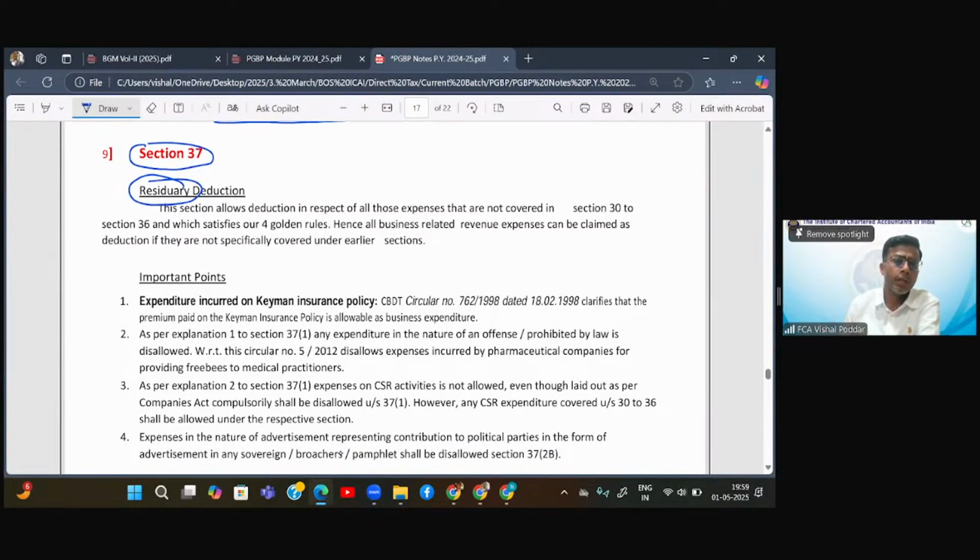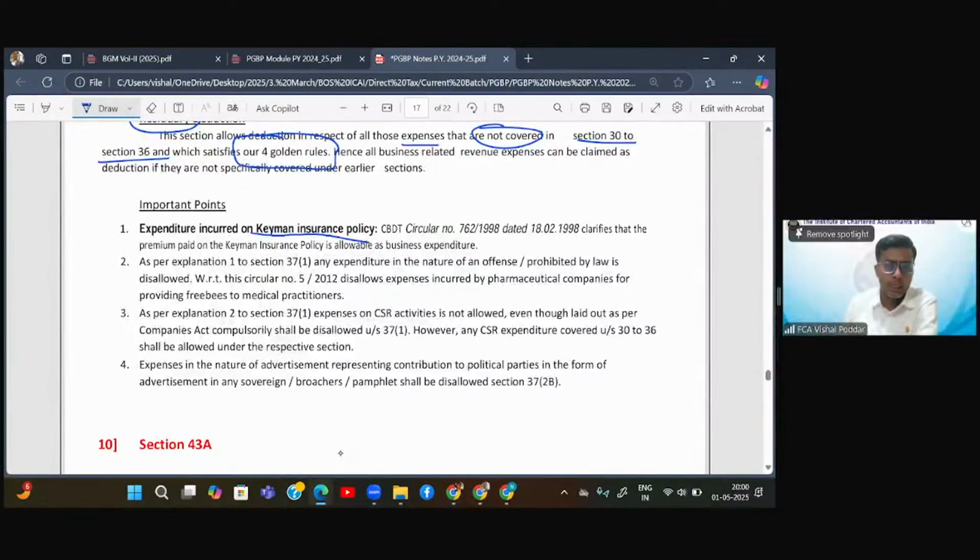Now in this section, they have not named what expenses will be covered. It is like others, miscellaneous. What they say, those expenses which are not getting covered in the other sections, you can cover it over here, provided you have satisfied the 4 golden rules. Now, generally what will get covered over here is first is the keyman insurance policy premium. Second most important point, if anything is in the nature of an offense, you cannot claim the deduction.